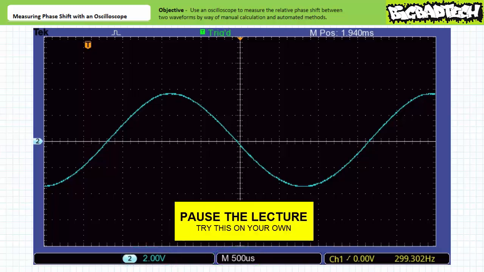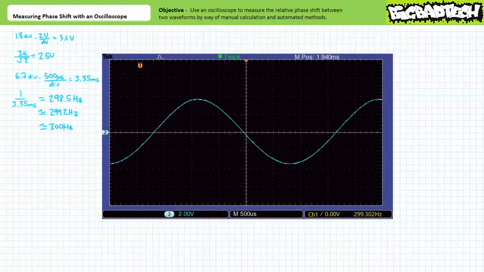By all means, pause the lecture and see if you can determine the peak value, the effective value, the period and frequency of this second waveform. If you're tracking, you should have obtained the following values. It looks like the second waveform in blue peaks at, let's say, 1.8 divisions above the horizontal axis. Given the current vertical sensitivity of 2 volts per division, this corresponds to a peak value of 1.8 divisions times 2 volts per division, or approximately 3.6 volts. This peak value corresponds to an effective value of 3.6 volts over square root 2, or roughly 2.5 volts.